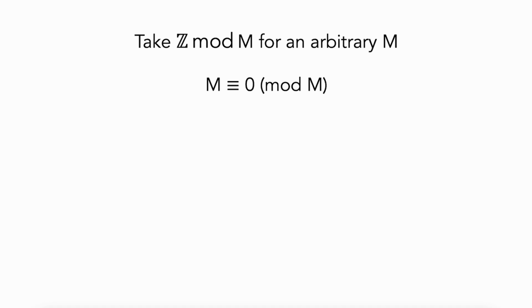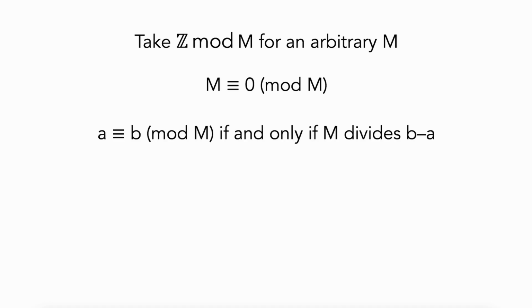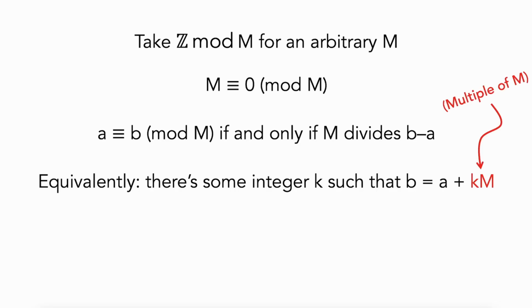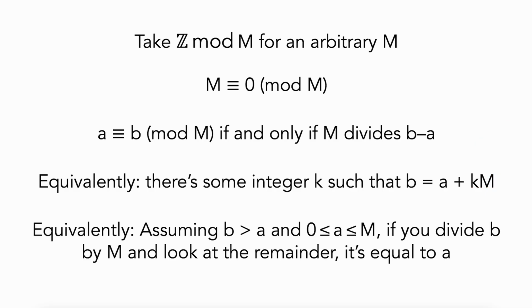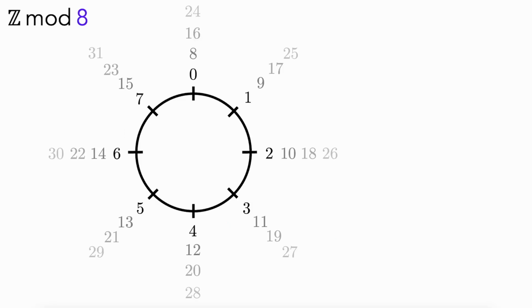Now, we say that two numbers a and b are congruent mod m if and only if m divides b minus a. That's equivalent to saying that you can add some multiple of m to a in order to get b. It's also equivalent to saying that dividing b by m gives you a remainder of a. But for this definition to work, you need to assume that b is greater than a and that a is between 0 and m. All right, now let's look back at Z mod 8 to make these ideas concrete.